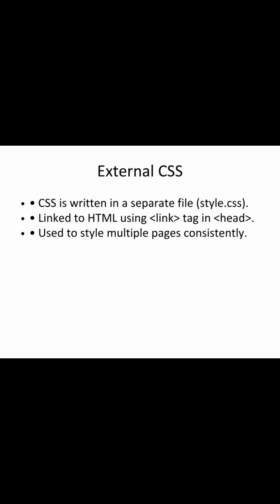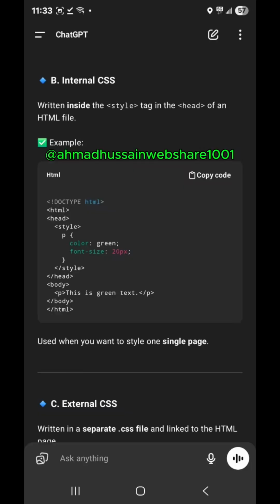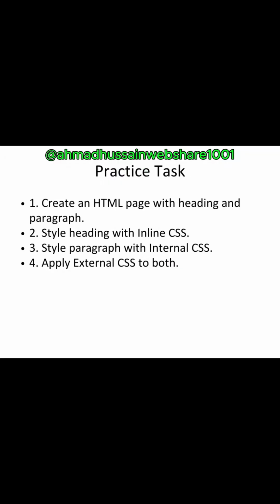Third type of the CSS is written in a separate file. We call it the style.css file, and we call the link of that file into our HTML page using the link tag inside the head, and that is used to style multiple pages consistently. The practice tasks for students: create an HTML page with heading and paragraph, style heading with inline CSS, style paragraph with internal CSS, and apply the external CSS to both.